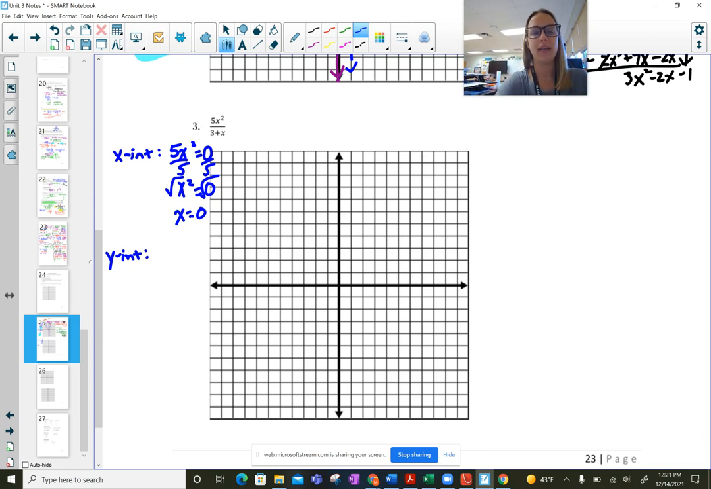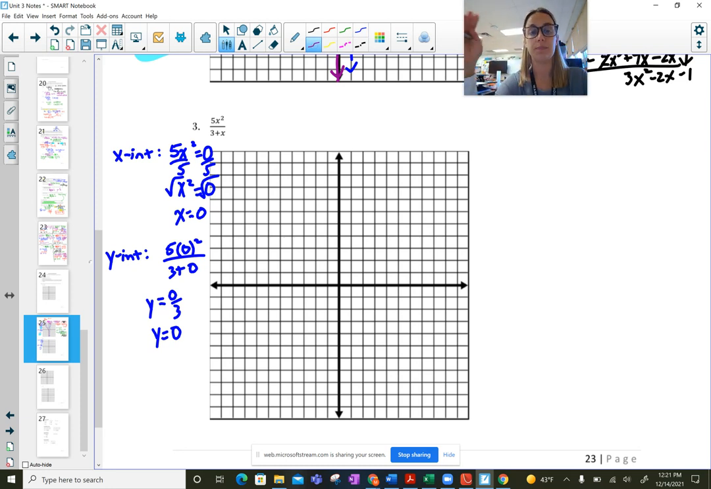Okay, so y-intercept. Now I'm plugging in 0 for my x. Okay, so if there's 0 on the top and 3 on the bottom, it still just becomes y is 0. So that is the y-intercept. Okay, I'm not going to plot yet, just in case there's a hole that overtakes the intercepts.